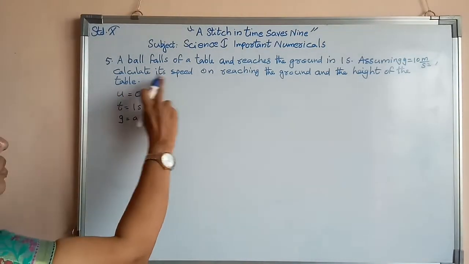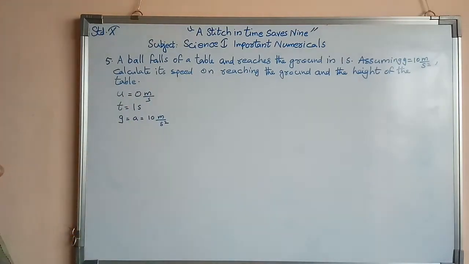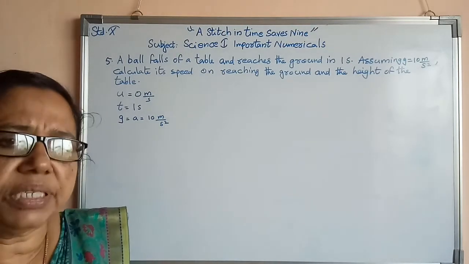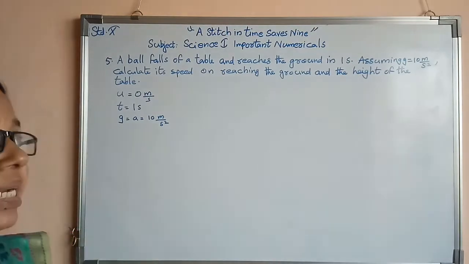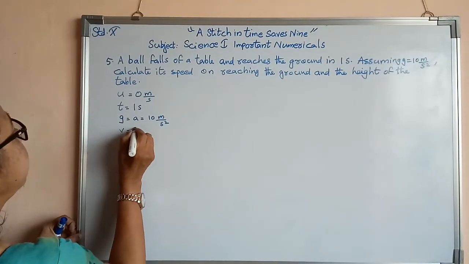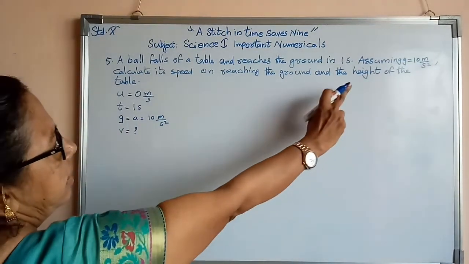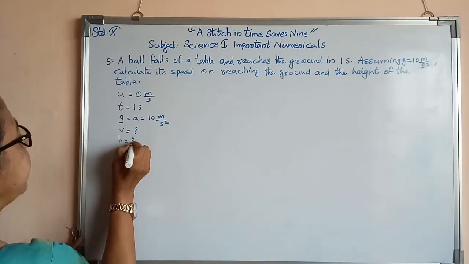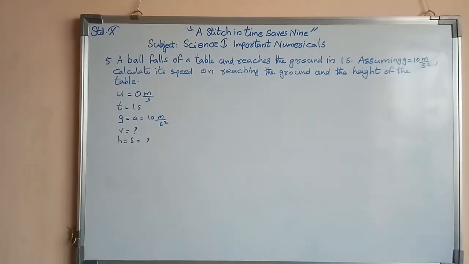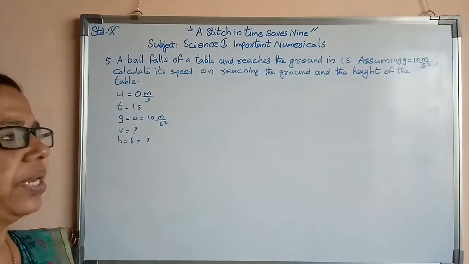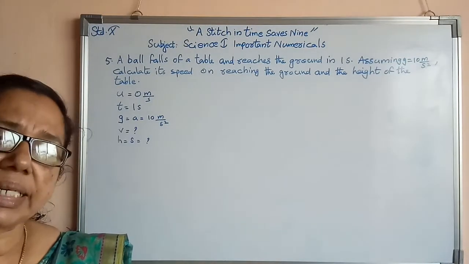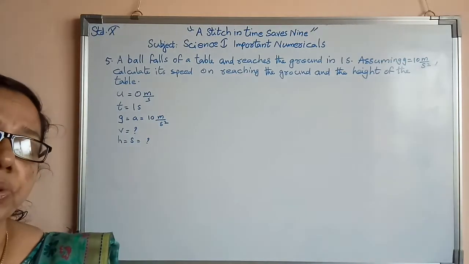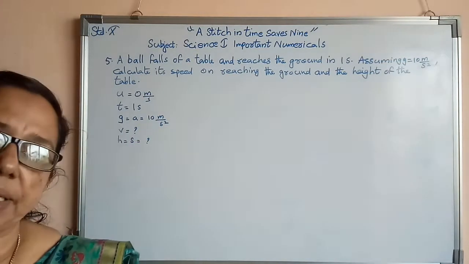Now you need to find out which are the things to calculate. Calculate its speed. Initial velocity we have found out. Now the final velocity of the ball we have to find out, that is v equal to question mark. And the height of the table h, that is equal to s, we have to find out. So in this question, two things we have to find out. First one, final velocity. Second one, height of the object.